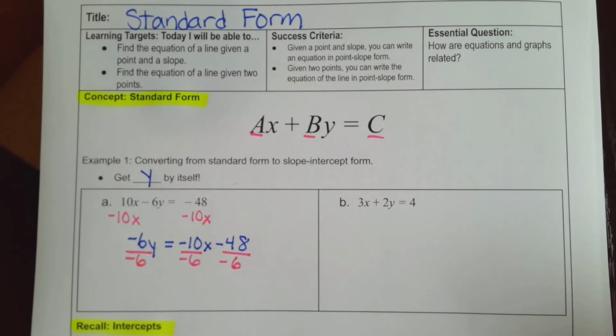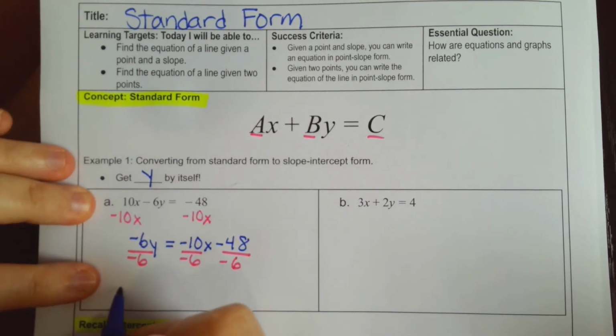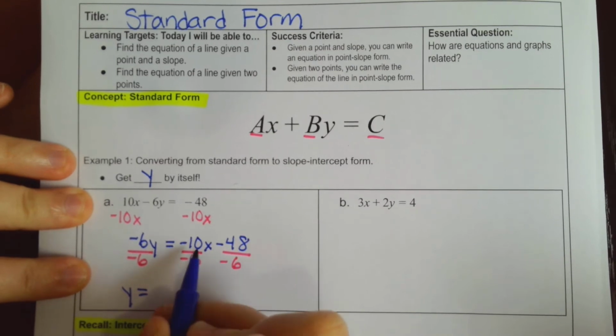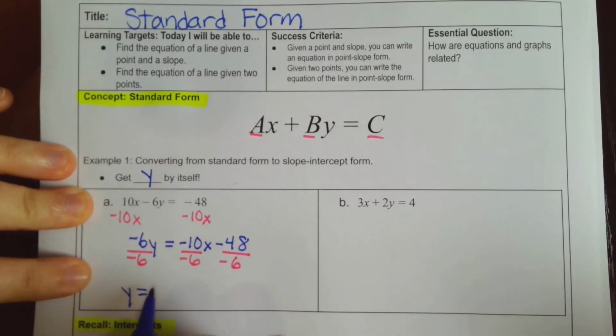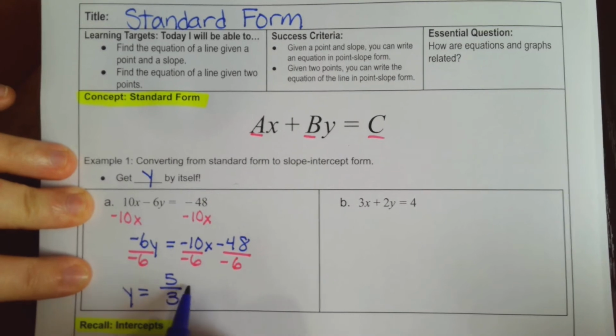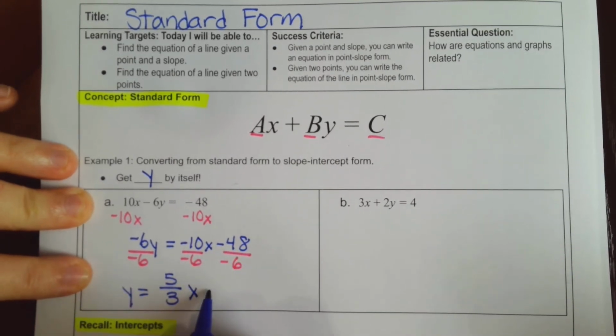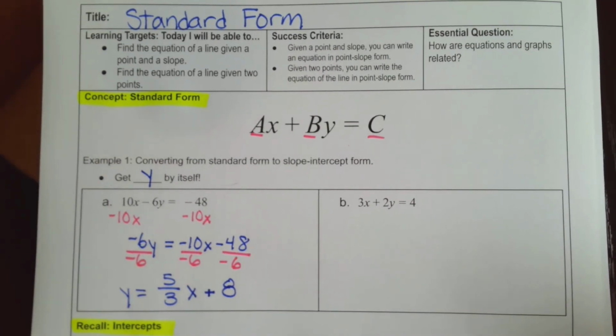Now, if your slope ends up a fraction, that is completely fine. You just need to make sure it is fully simplified. So we have y is equal to, a negative divided by a negative is positive, and 10 over 6 reduces to 5/3. And then negative 48 divided by negative 6 is plus 8. And there you go. So we have converted from standard form to slope-intercept form.